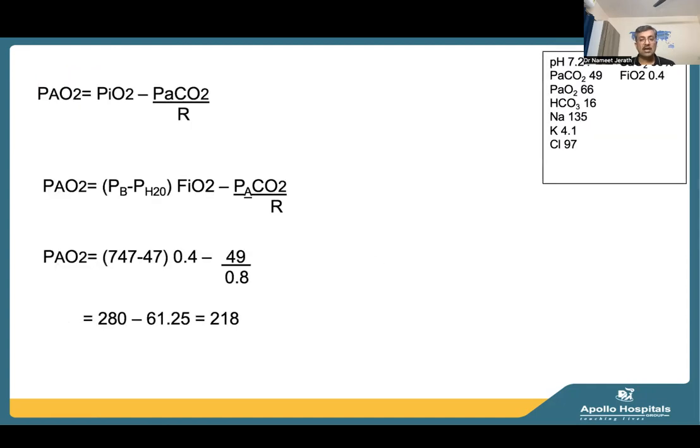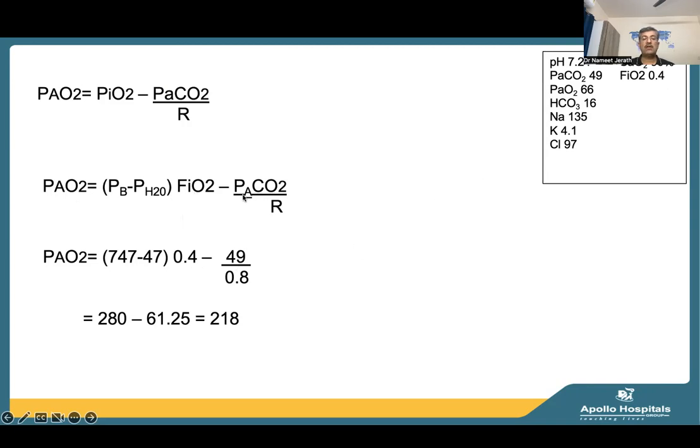So to calculate the alveolar arterial oxygen gradient, we will use this alveolar gas equation that we just did in another example. So the alveolar oxygen is the barometric pressure. We have taken it as 747. We are above the sea level, so we can take it less than 760. 47 is the partial pressure of water vapor. FiO2: the child is breathing 40% oxygen.